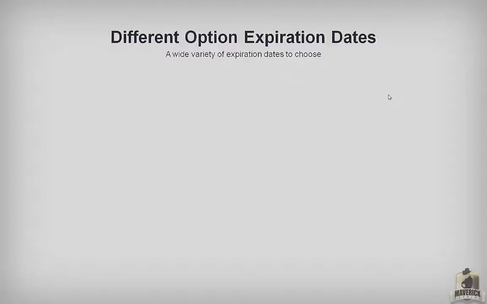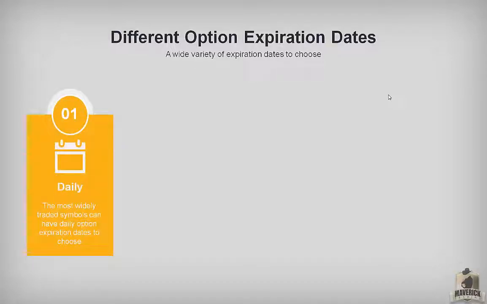So, when we think about expiration dates, there's a wide variety now. It used to be years ago that we'd only have the monthly expiration, which is on the third Friday. But in the years that have followed, now there's expirations all over the place. So we want to explore those and talk about the differences. In some cases, you can find almost daily expirations. Now, that's mostly true of your more major index and ETFs.